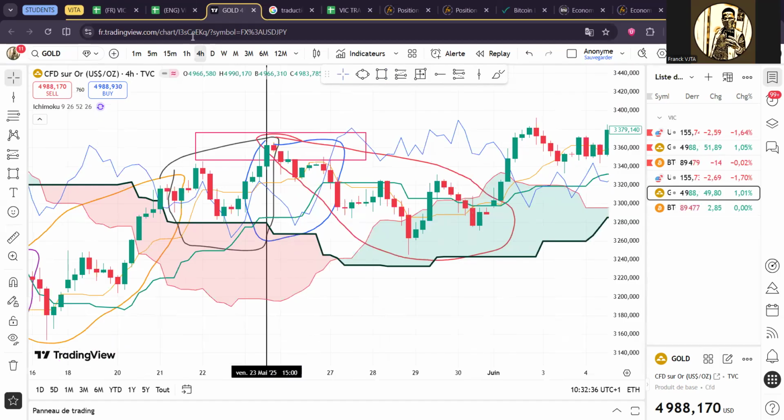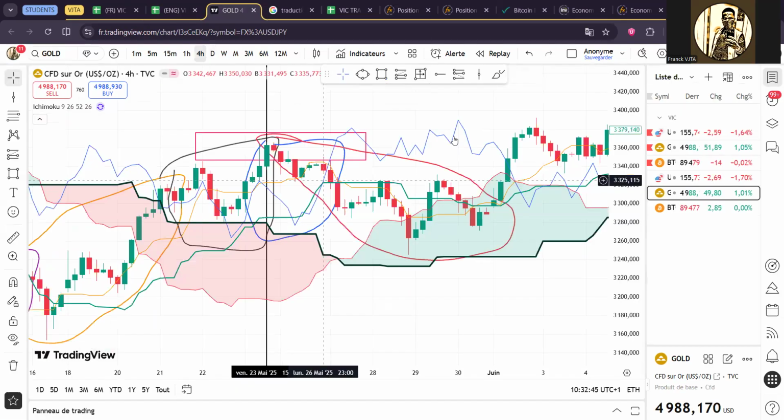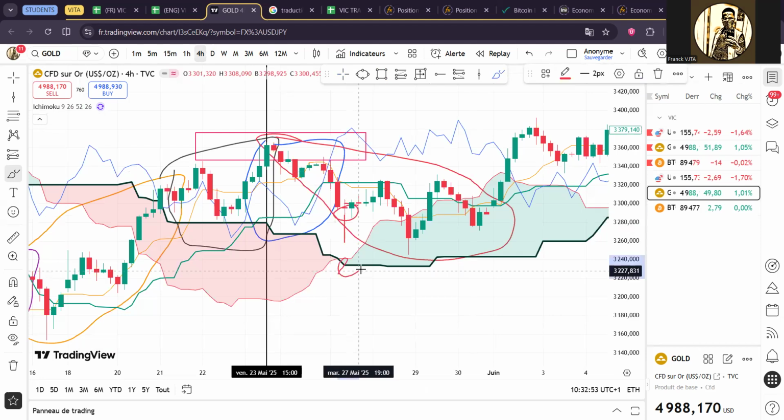Now, for the correction, what you need to know is that the bottom block of the correction will be Kijun or SSB, the bottom point. So here, for this specific case, you had Kijun here, right? For the entry number one. And then you have SSA, right? This was SSA. Not for the entry, for the take profit. First of all, let me even do it the right way. For the correction, since you sell the correction first, let us start with the top block.